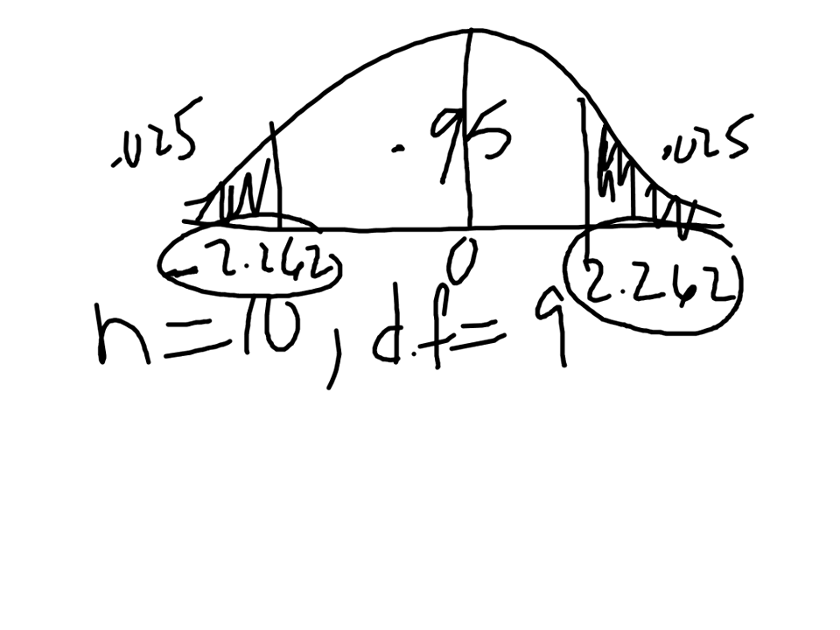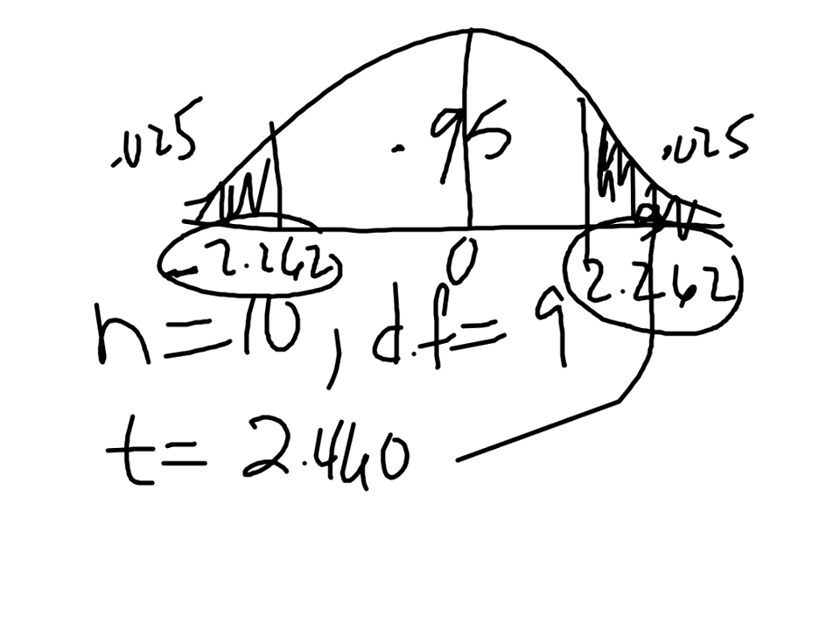Now, you can see how I'm just concentrating on interpreting the answer. I'm going to skip over putting all this stuff in and just report that their t-value was 2.460. Well, clearly, that 2.460 is beyond 2.262. I'll just write it. 2.460 is greater than 2.262.